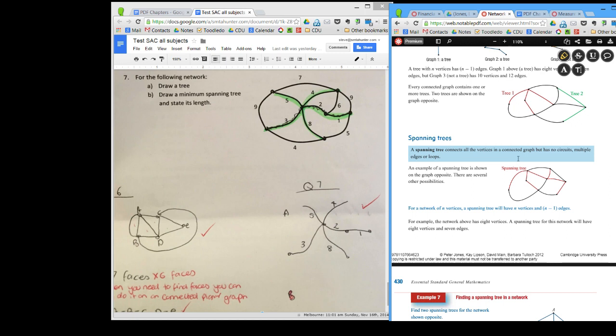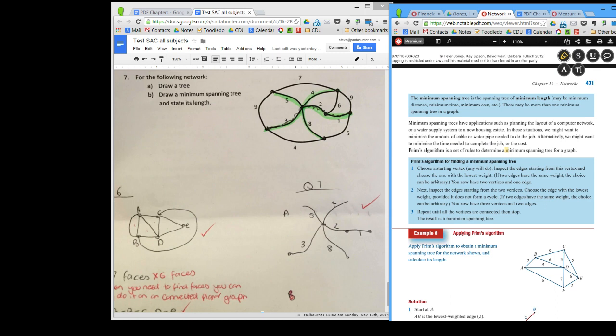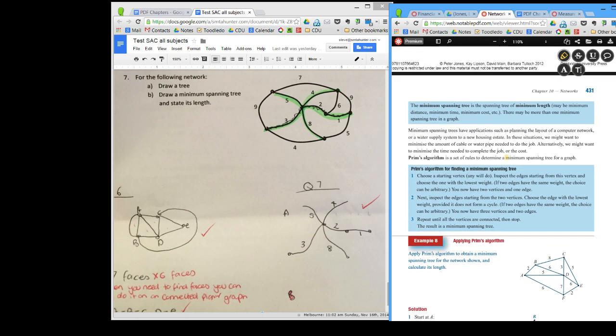With a minimum spanning tree though, there is actually a way to draw that, and you'll be using Prim's algorithm for finding a minimum spanning tree. And basically you follow these steps until you've found your minimum spanning tree. So following the steps here, it says choose a vertex, so we start there, and then inspect the edges starting from this vertex. So we've got the edge there, weight 3, 1 of 4, 1 of 9. So we'll go for that one.